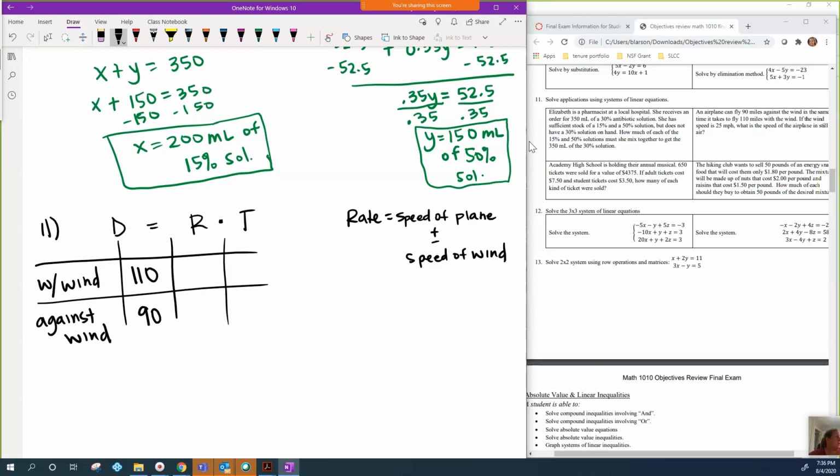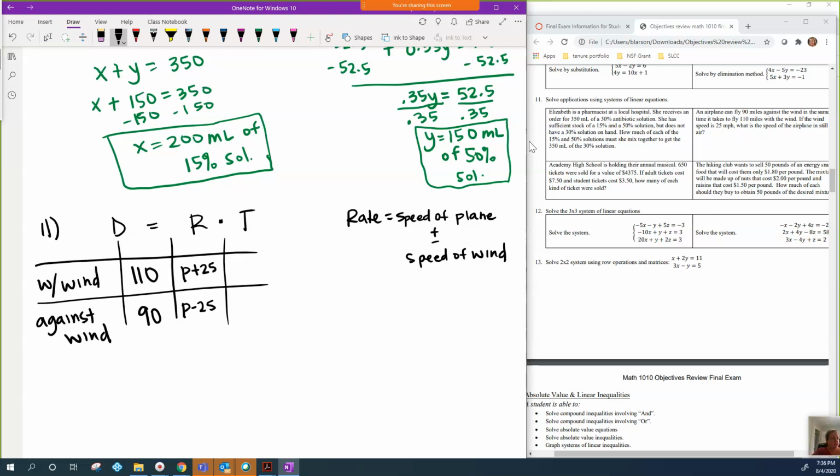We know that the wind speed is 25 miles per hour, but we don't know what the plane speed is. When I'm dealing with the wind, that means it's pushing the plane faster. So I'm going to have the plane speed plus 25, because it's pushing it 25 miles an hour faster than the plane is actually going if there was no wind. And against the wind is slowing it down, so that would give us P minus 25, slowing it down 25 miles per hour.